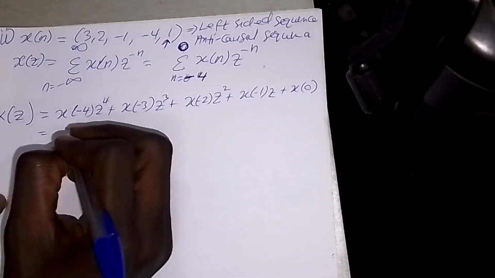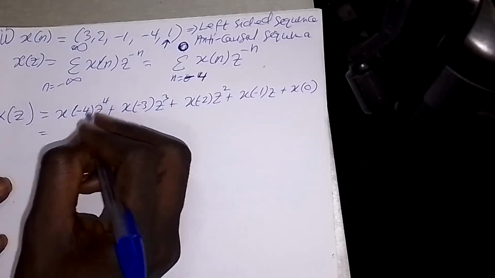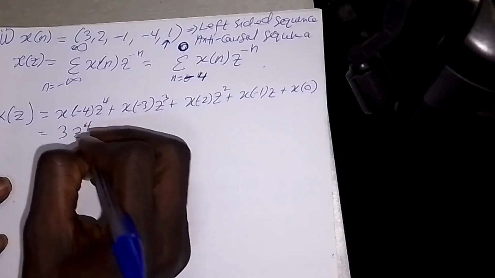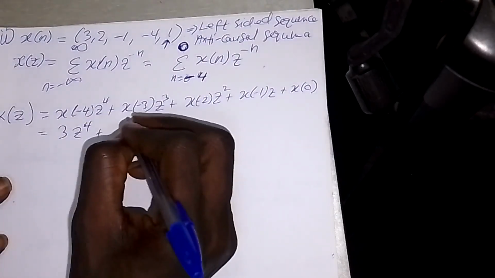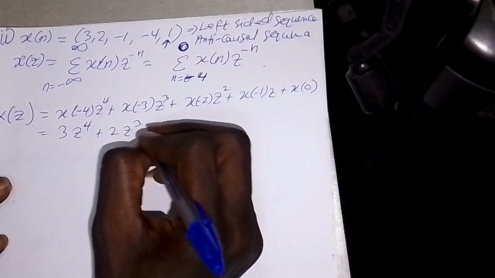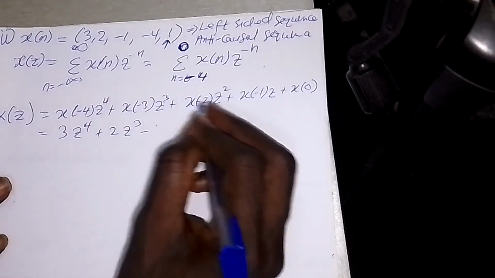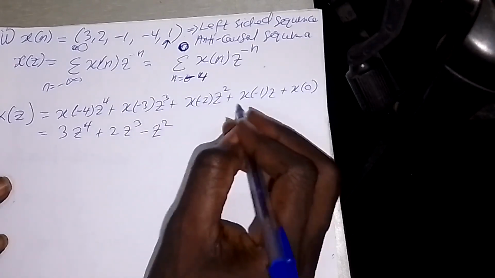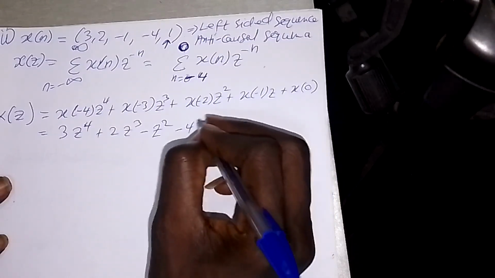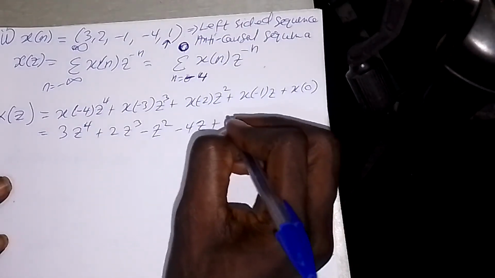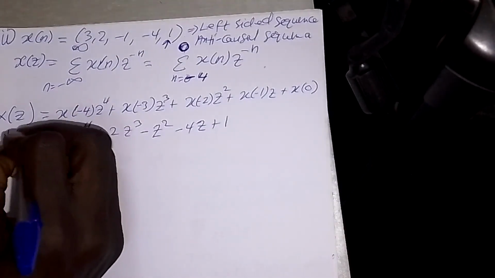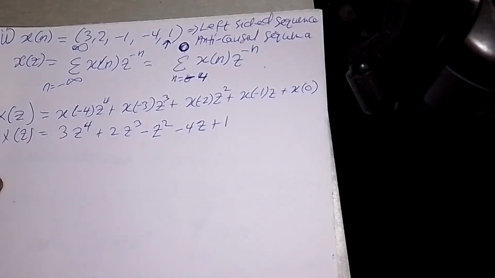So here, what we're going to have is x of minus 4. What do I have there? I have 3, so z exponent 4. Plus here I have 2 into z exponent 3. Here I have minus 1 into z exponent 2. Here I have minus 4 into z exponent 1. And then I have plus 1. Okay, so this is my x of z.